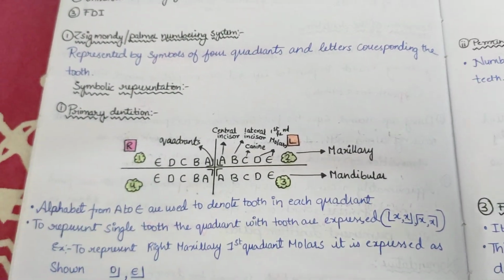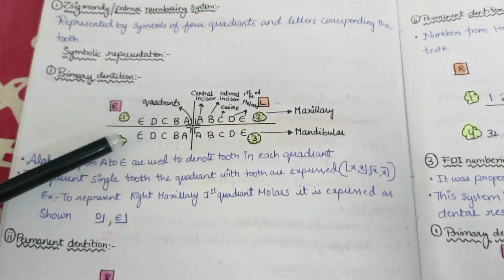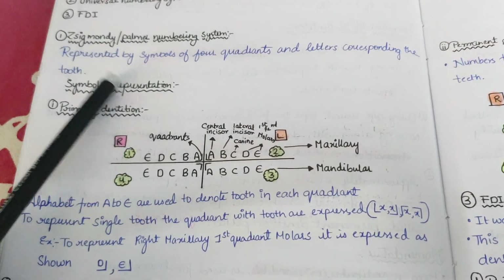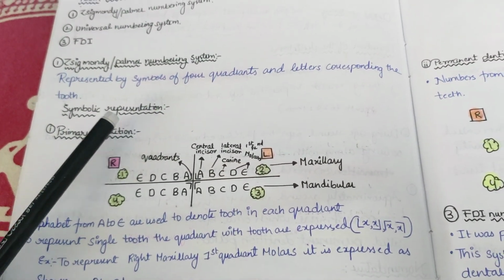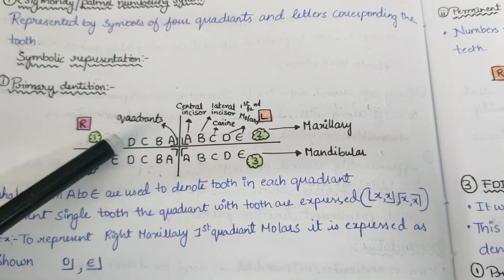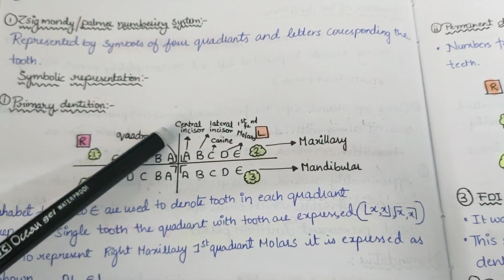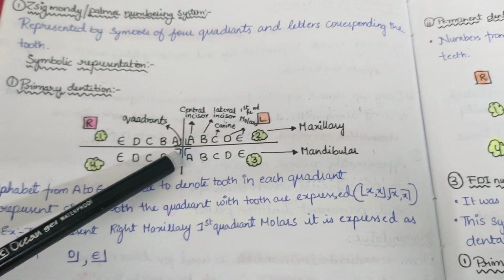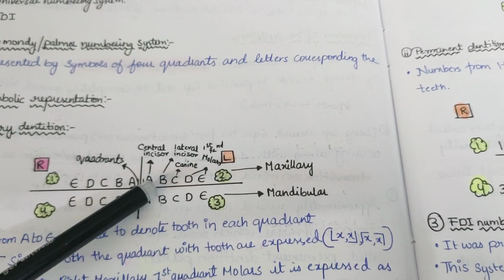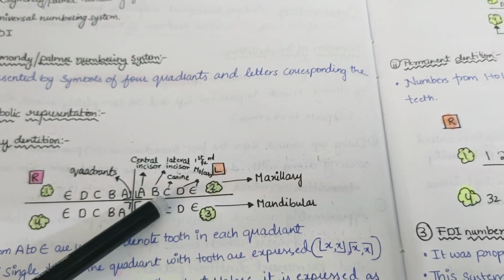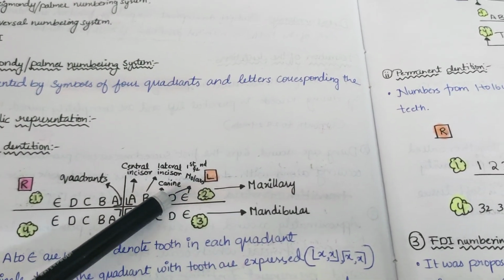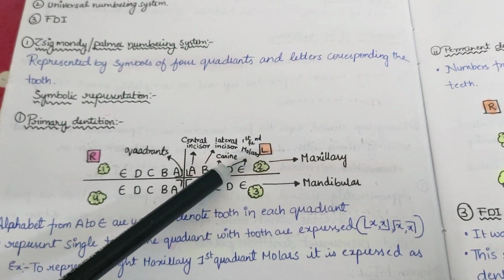It is different for primary as well as permanent teeth, because we have a difference of numbers here. The primary dentition: symbolic representation of the Zsigmondy or Palmer numbering system. Here you can see we take A, B, C, D, E in 4 quadrants divided by a line. This line is also known as the mid-sagittal plane, and the incisors beside this line are known as central incisors, and beside the central, lateral incisors, then canine, and 2 molars. Because premolars are absent in primary teeth, we don't mention them.